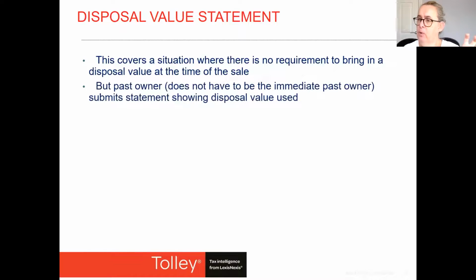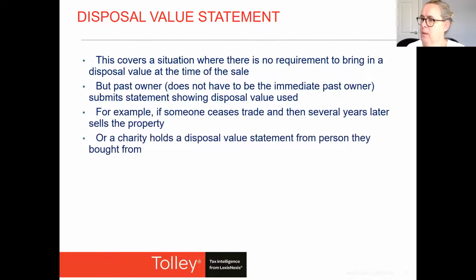Now, as I say, the past owner doesn't have to be the immediate past owner. But what you can do instead is submit a statement showing what the disposal value was from the last person who claimed capital allowances. So, for example, if you had a charity that was buying a property off a vendor who had claimed capital allowances, what you, as the charity, would want to do is get a disposal value statement from that vendor, so that if you then sell the property on, you can effectively pass on the entitlement to capital allowances to the purchaser. Because if you don't get that, then when you sell the property, you are not going to be able to pass on any capital allowances to the purchaser.